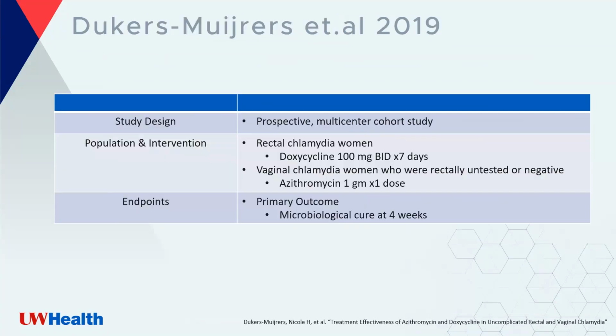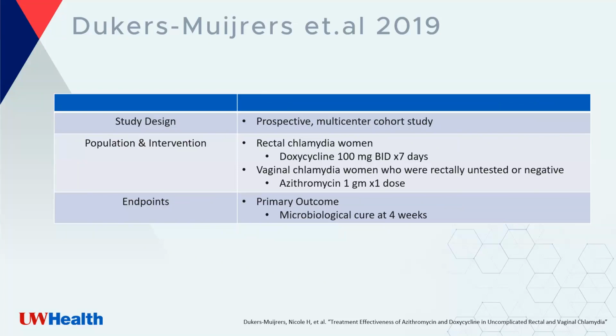The next study is Duker's Mirror, and this was also published in IDSA. And they were looking at the effectiveness of azithromycin and doxycycline in uncomplicated rectal and vaginal chlamydia infections in women. This was actually conducted in the Netherlands, and it's known that rectal infections are common among women. So patients that do test positive for vaginal chlamydia, it's almost about 70% also have rectal chlamydia as well. And it's thought to be due to autoinoculation in the genital area.